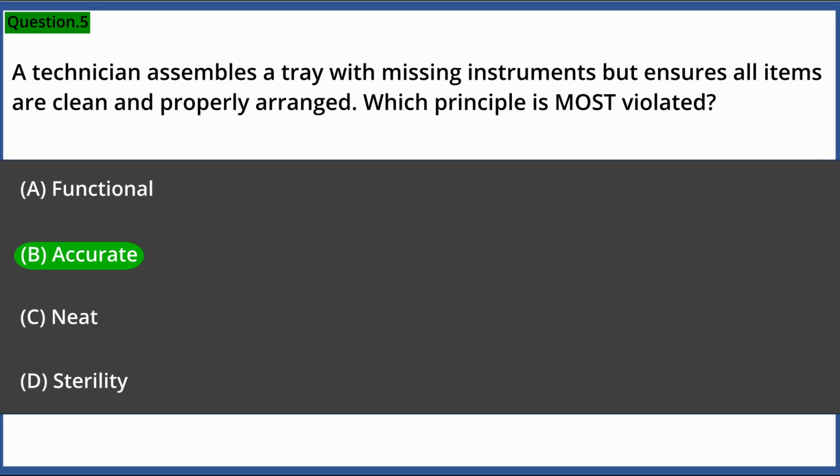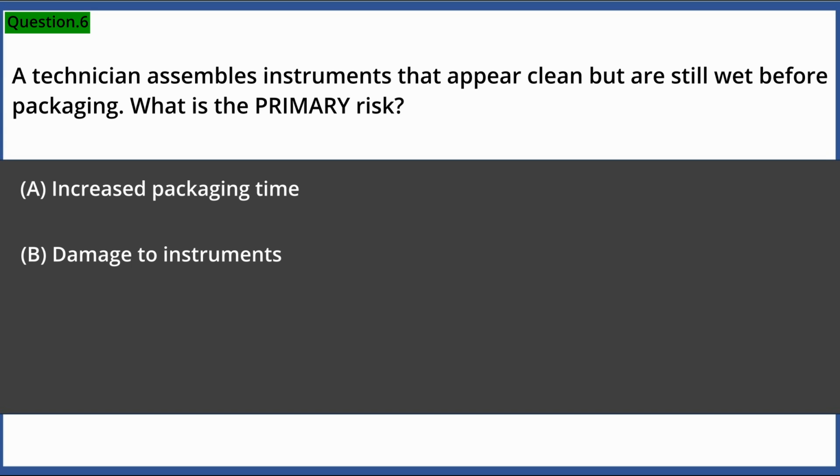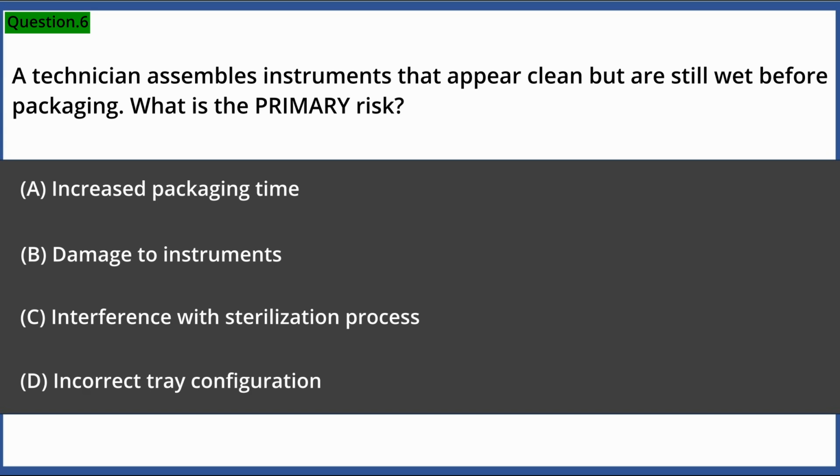Answer: B. Accurate. A technician assembles instruments that appear clean but are still wet before packaging. What is the primary risk? A. Increased packaging time. B. Damage to instruments. C. Interference with sterilization process. D. Incorrect tray configuration. Answer: C. Interference with sterilization process.